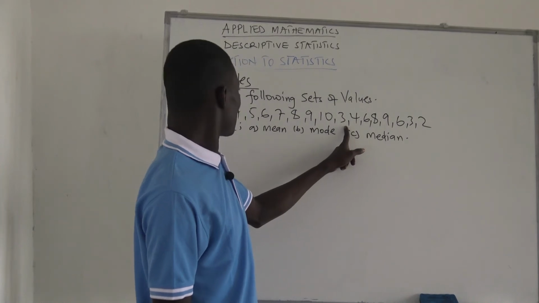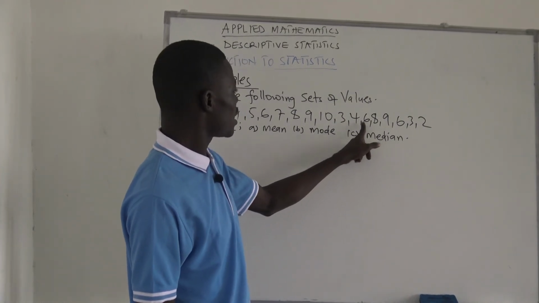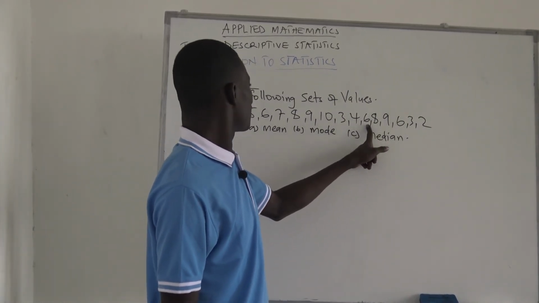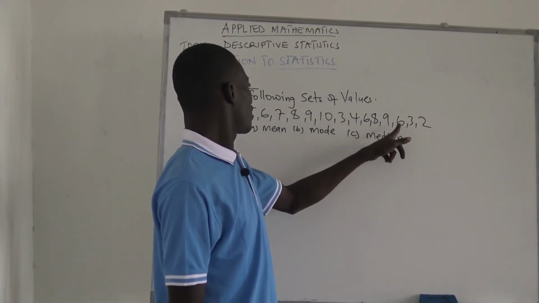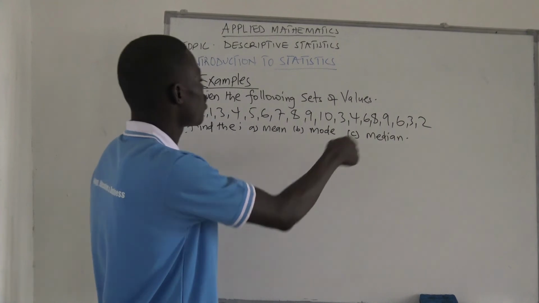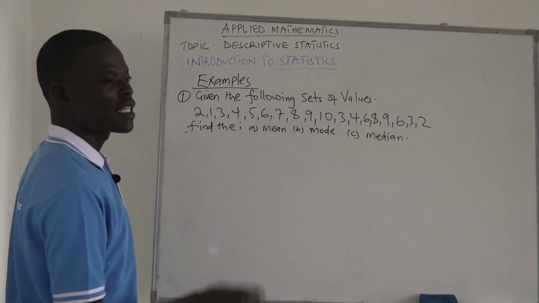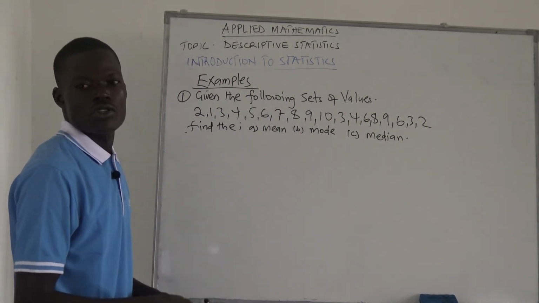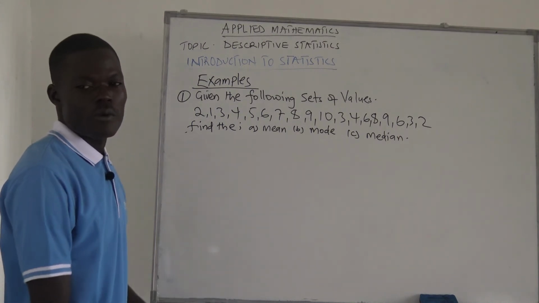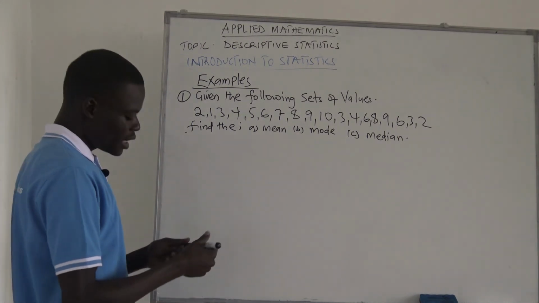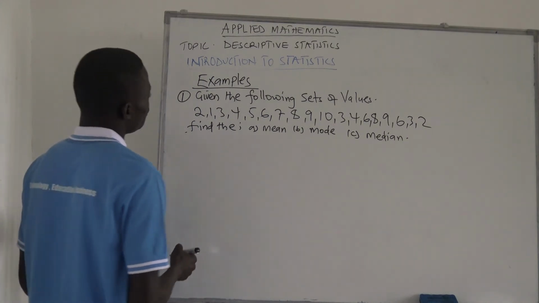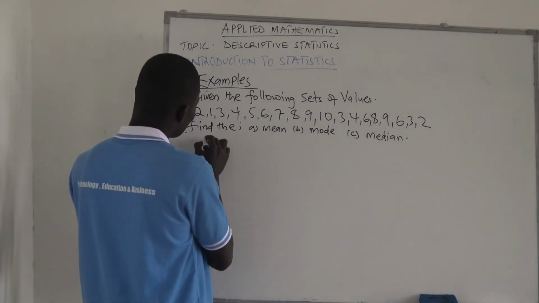3 is repeating itself, 4 is repeating itself, 6 is repeating itself, and then 8, 9 are repeating themselves, and then 3 is repeating itself for the third time. So what do we need to do? We need to form a frequency table for ungrouped data.